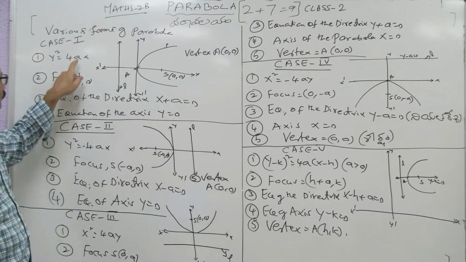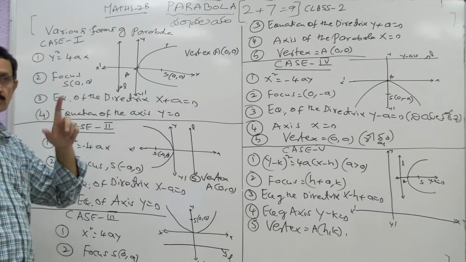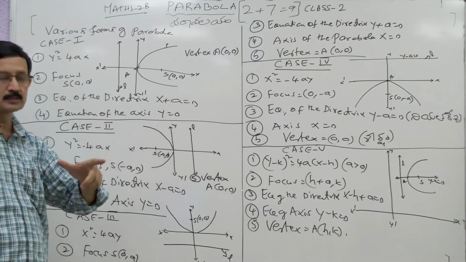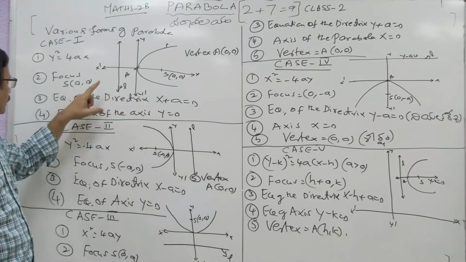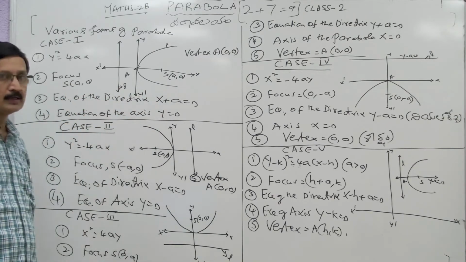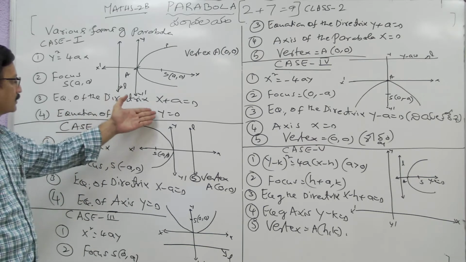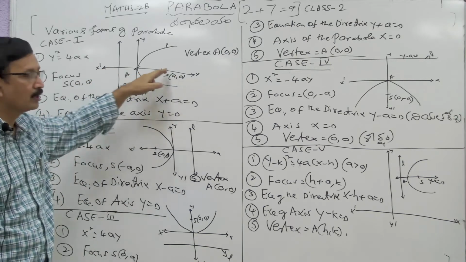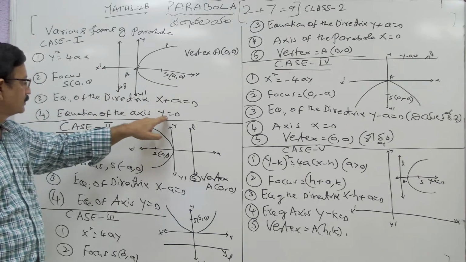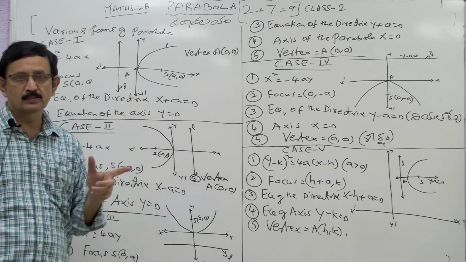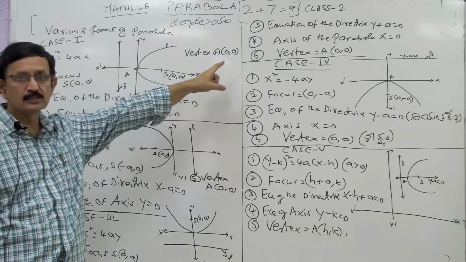The first point is the equation of the parabola is y square is equal to 4ax. And the focus, this fixed point, is called the focus, and the focus is a comma 0. The equation of the directrix is x plus a is equal to 0, and the equation of the axis is y is equal to 0. This is called the axis. And here we can take this as the vertex.